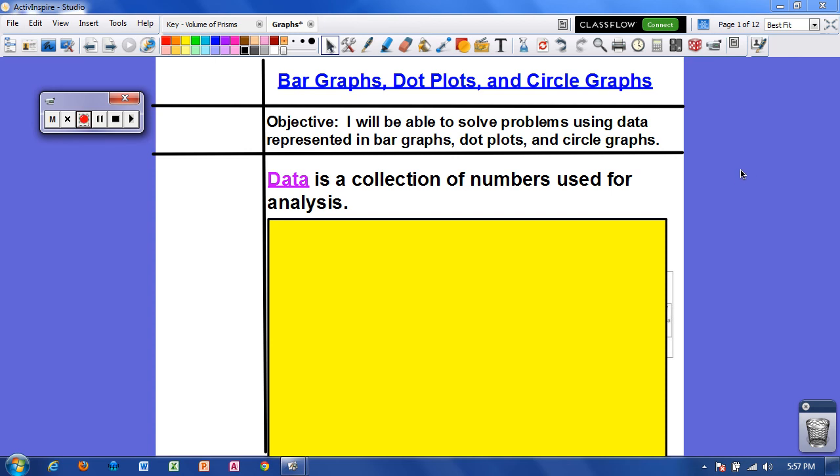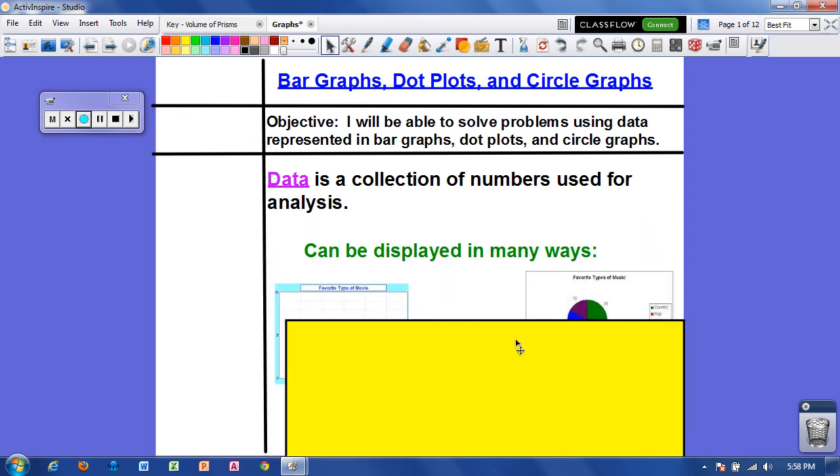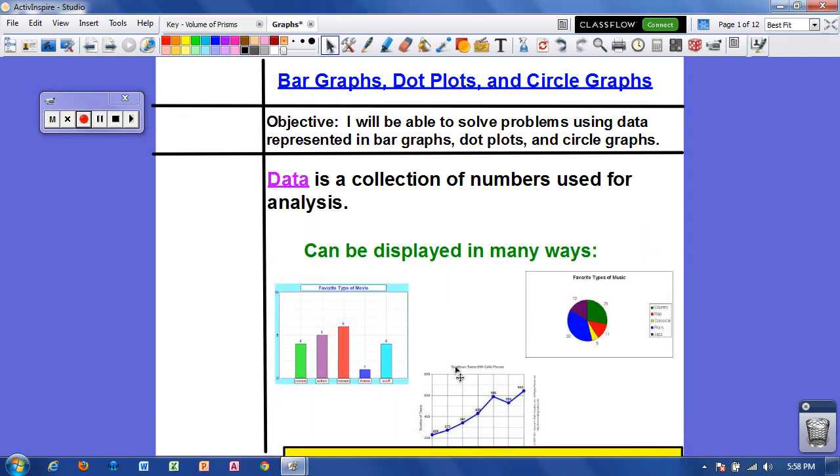Make sure you write down everything you see on the screen and everything that I write down. Your objective for today: you will be able to solve problems using data represented in bar graphs, dot plots, and circle graphs. First of all, we need to talk about data, and that is just a collection of numbers used for analysis. And data is what we are representing in our graphs, and that can be displayed many different ways.